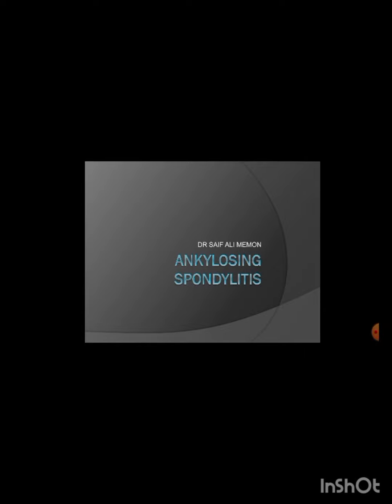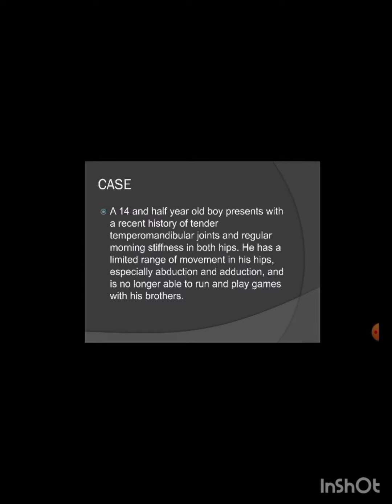So, first of all, we will discuss a case of ankylosing spondylitis. A boy presents with a recent history of tender temporomandibular joint and regular morning stiffness in both hips. He has a limited range of movement in his hips, especially abduction and adduction, and is no longer able to run and play games with his brother. So, in your mind, many differential diagnoses will occur.